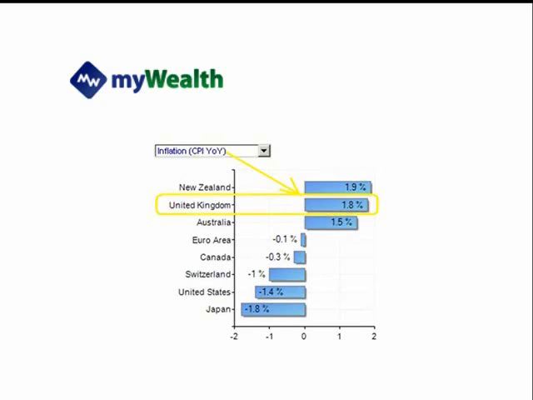So you've got the UK with the second highest inflation, which from a currency and money perspective, that's good. And for stocks, it's good because you need some inflation to grow.